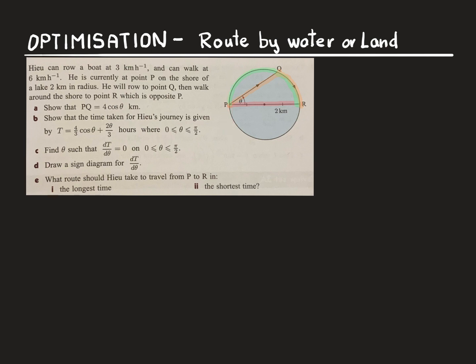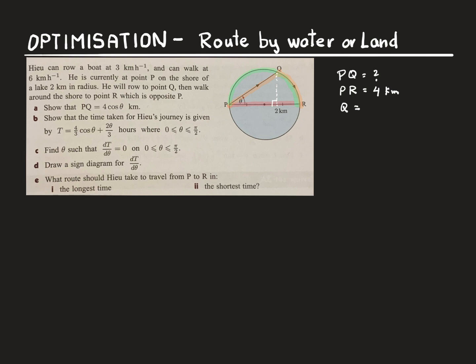We don't know what PQ is, but we do know what PR is, because the radius is 2, so that means PR is 4 kilometers. And of course we're told that there is a theta angle. To solve this, we're going to need trigonometry, but to use trigonometry we always need to have a right angle triangle. Now if I just draw a line down here and get a right angle triangle, that's not going to be of any help whatsoever because we now have less information than we had before.